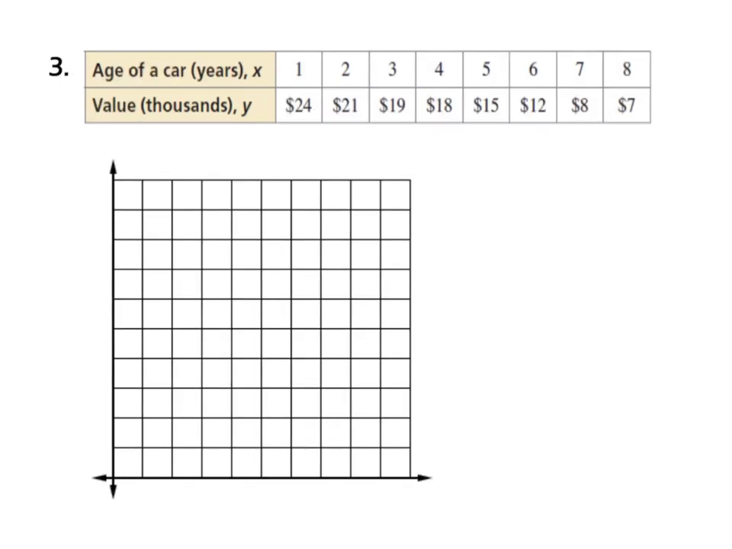Now it's time for you to practice making your own scatter plot. Remember to label your X and your Y axis. Decide on what you want to count by on each axis. Decide whether you need to use one of these because your data doesn't start right at the early numbers. And plot each of your points and decide whether this data has a positive correlation, a negative correlation, or no correlation.